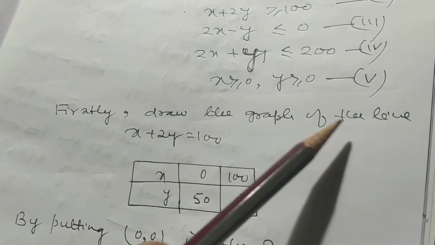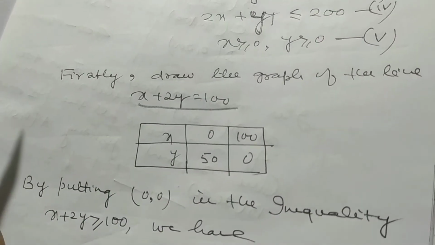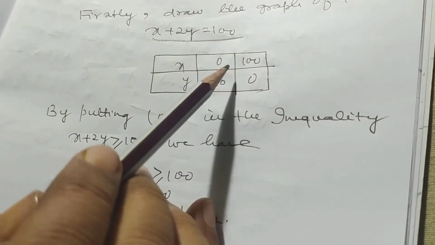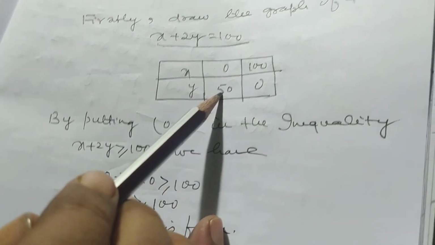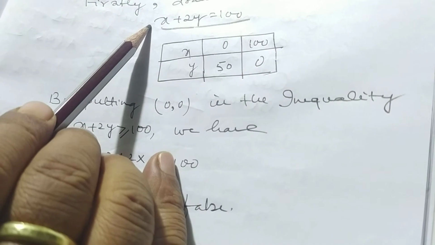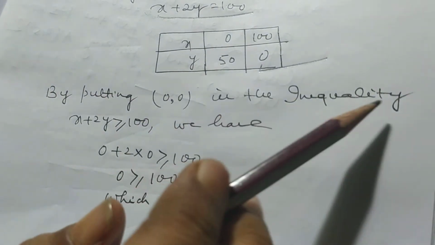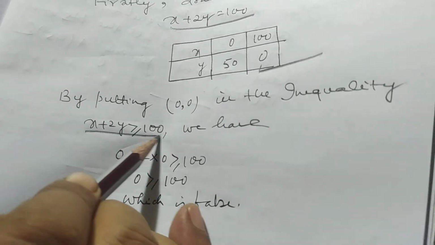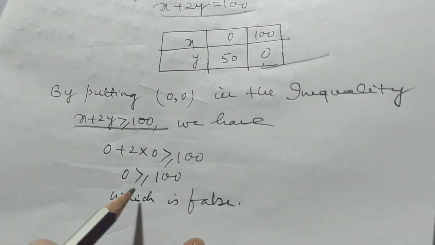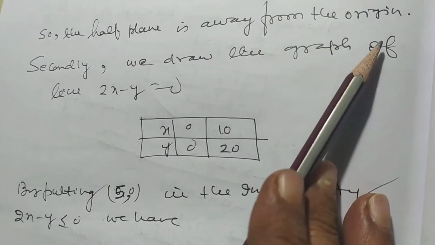Firstly, draw the graph of the line x plus 2y is equal to 100. If x is equal to 0, y is equal to 50, and if x is equal to 100, y is equal to 0. By putting 0, 0 in the inequation x plus 2y greater than or equal to 100, we have 0 greater than or equal to 100, which is false. So the half plane is away from the origin.